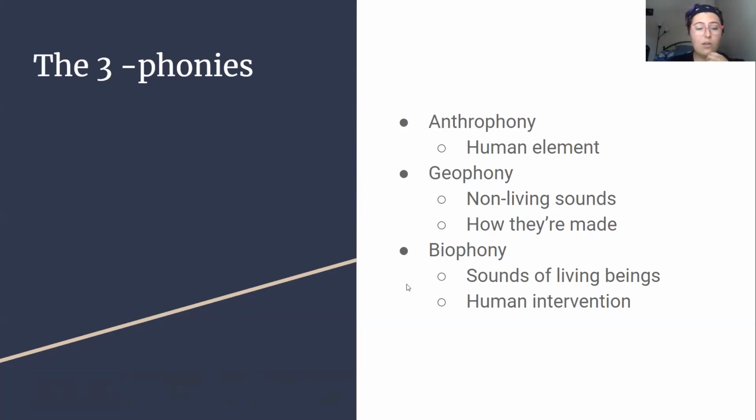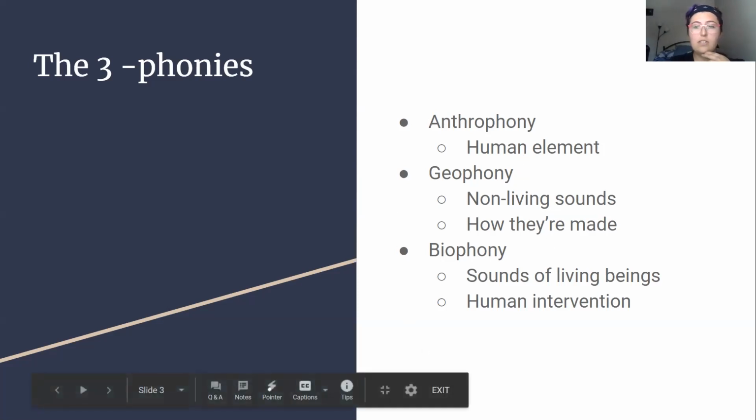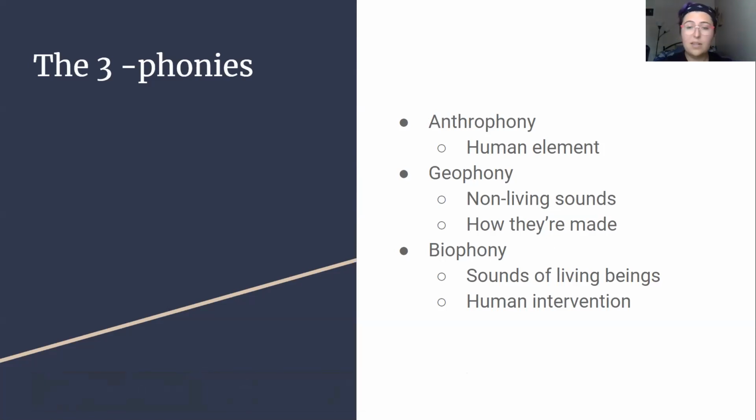So with that, those are the three phonies that we're going to be focusing on in sonic placemaking. So after this, we're going to start conceptualizing how a place is made.